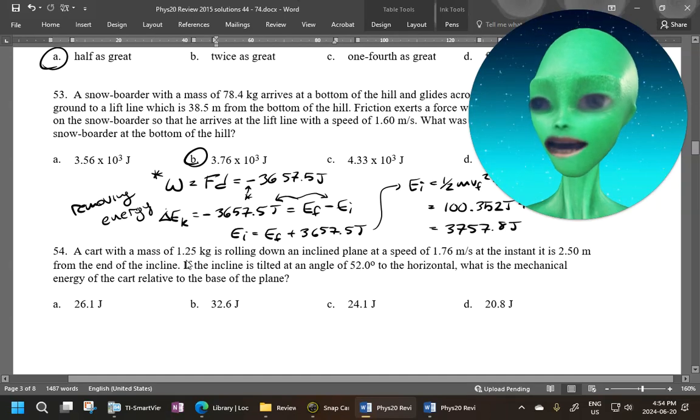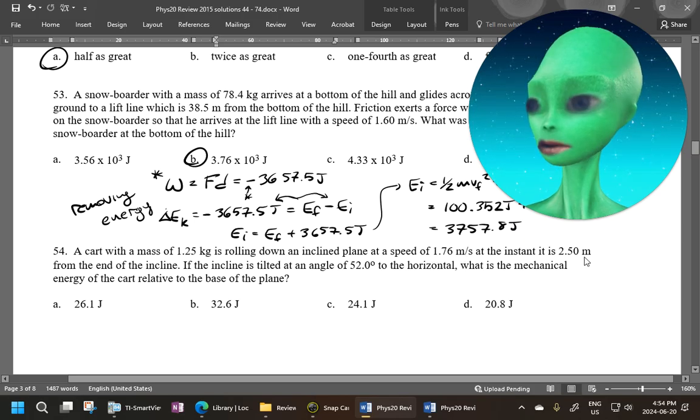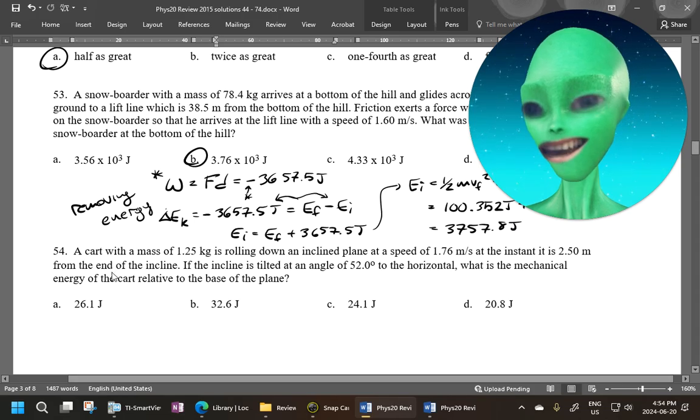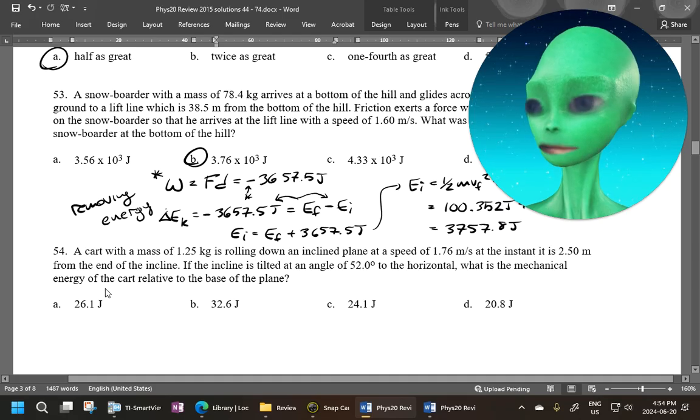So a cart with a mass of 1.25 kilograms is rolling down an inclined plane at a speed of this. At the instant, it is 2.5 meters from the end of the incline. The incline is tilted at this. What is the mechanical energy of the cart relative to the base of the plane?